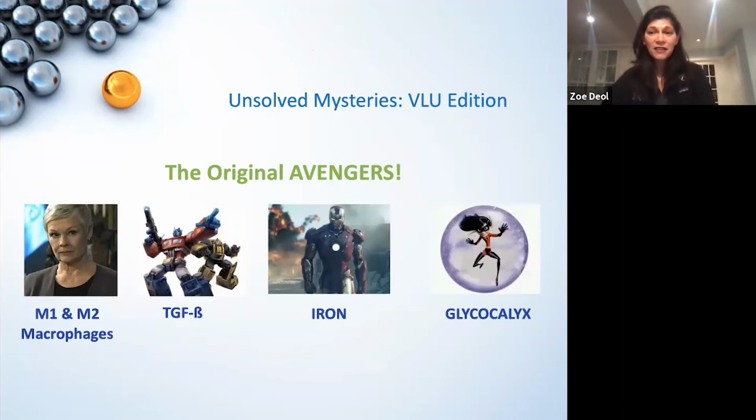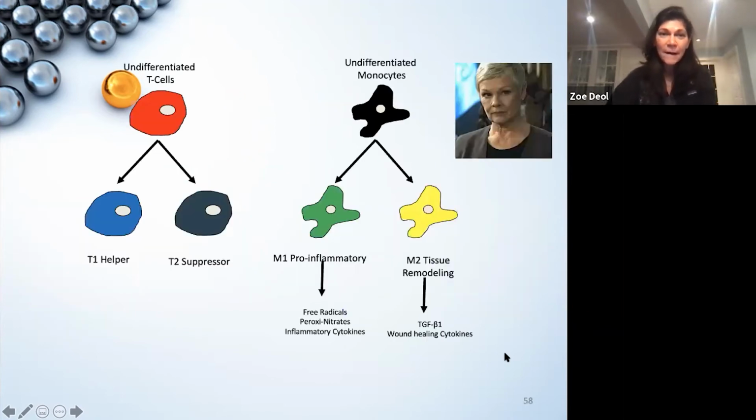I like to make this a little simpler by comparing all of the components of the microcirculation to the Avengers, or what I call the Avengers. I know they're not all Avengers, but we have M, and that is the M1 and M2 macrophages. We have our transformers, which are the transforming growth factor beta family. We have Iron Man, which is iron, obviously, and we have our glycocalyx with her invisible force field. So we'll talk about each one of those.